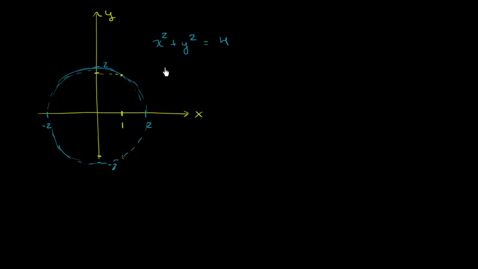When x is equal to 1, we get 1 squared plus y squared is equal to 4. 1 plus y squared is equal to 4. Subtracting 1 from both sides, y squared is equal to 3, or y is equal to the positive or the negative square root of 3. This right over here is the positive square root of 3, and this right over here is the negative square root of 3.